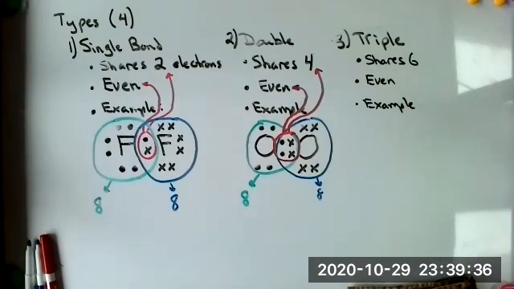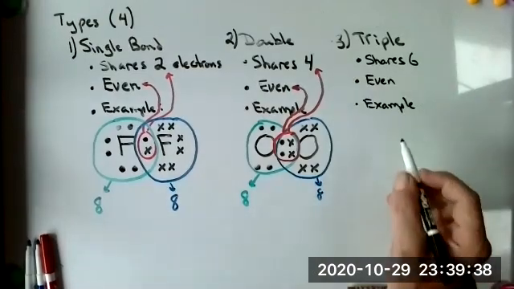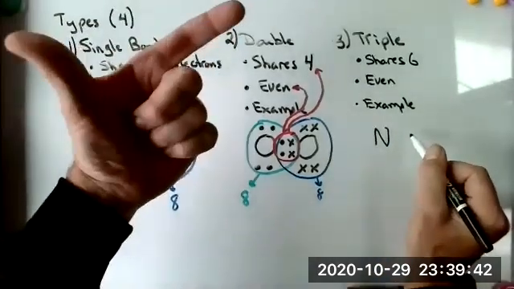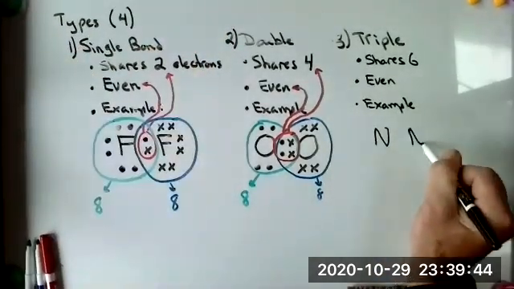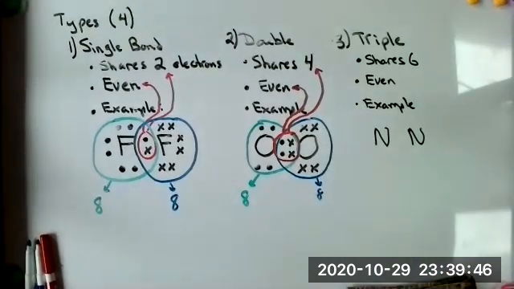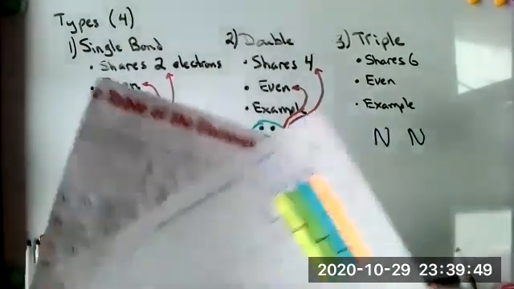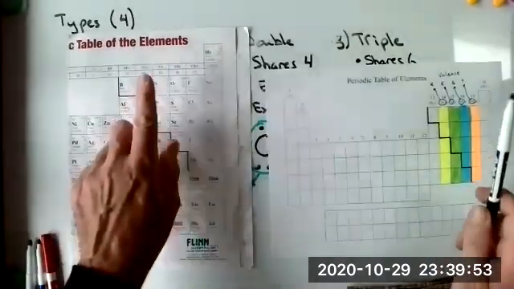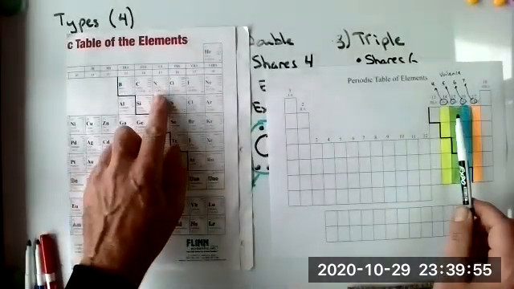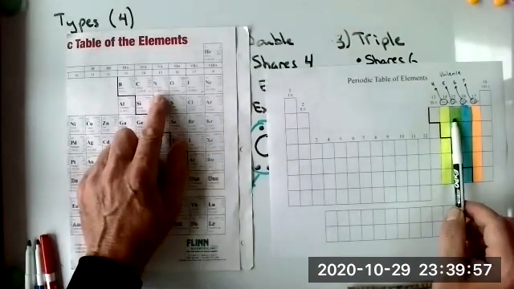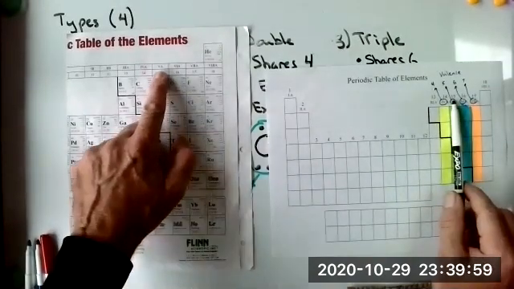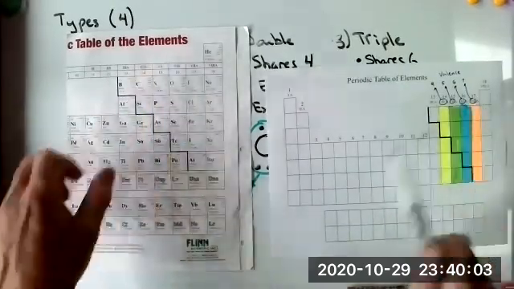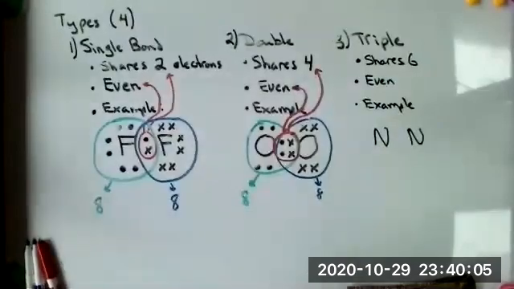Let's see, a good one would be nitrogen. Let's say we had 2 nitrogen atoms bond together. Again, your very first step is you better find nitrogen on the table. There he is. He's in this green spot, and just move up and find that Roman numeral, which is a 5. Makes it a heck of a lot easier.